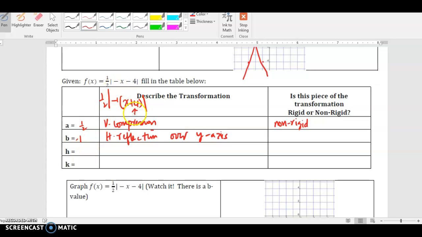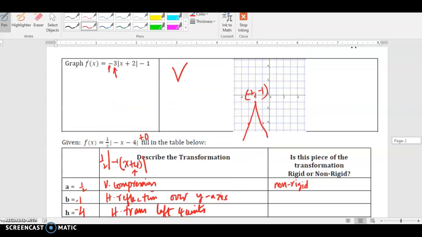Okay, and H is what? This is H. It went left 4 units but not right 4 units. So it is negative 4. When you write it like this, you will say negative 4. So you have horizontal translation, left 4 units. And K, nothing is being added outside here. So K is 0. So no vertical translation.